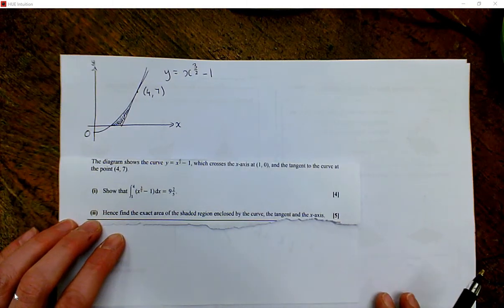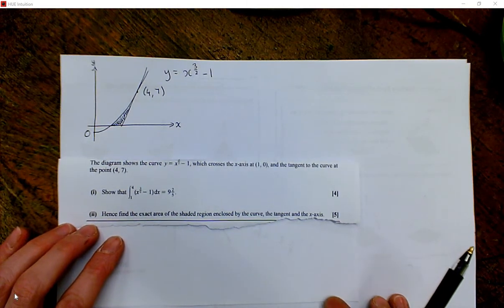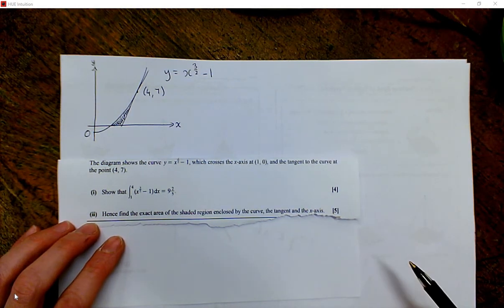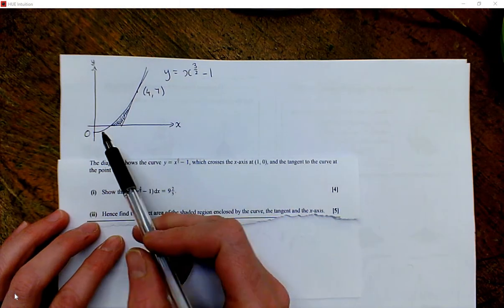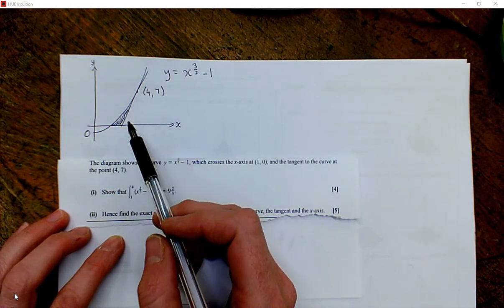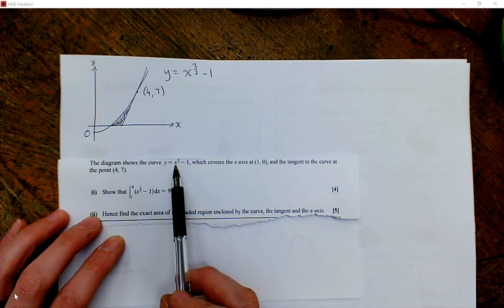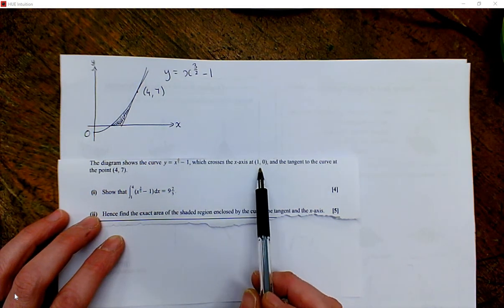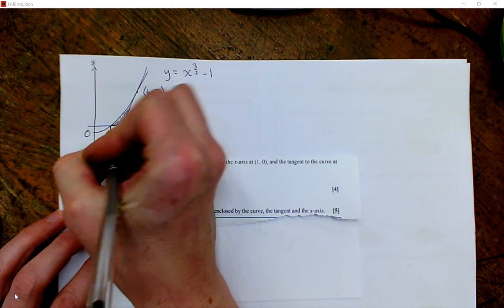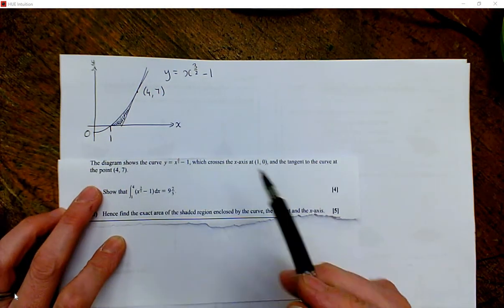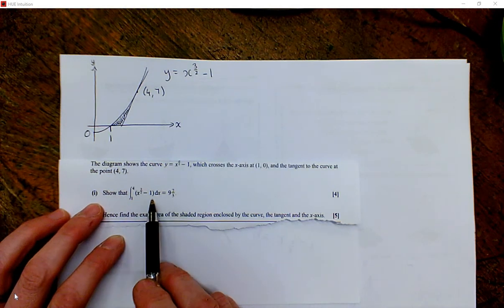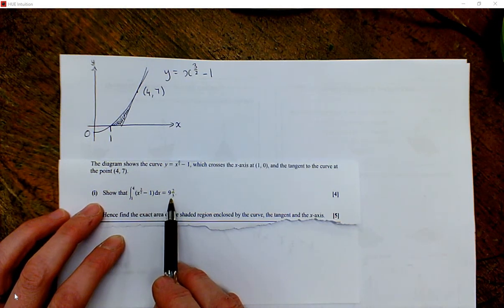I'm going to go through one of the trickier questions from the homework on integration, mixed integration. This is question 8. You're given a diagram with a curve and a tangent. We're told the curve is y equals x to the 3 over 2 minus 1, and it crosses the x-axis at 1. And the tangent to the curve at the point (4, 7). The first part, we just have to show that this integration gives us 9 and 2/5.